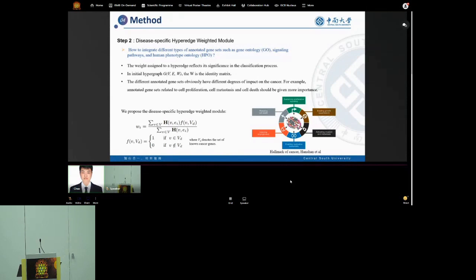Considering the association specificity of cancer to different annotated gene sets, we propose the disease-specific hyperedge weighting module. In this module, we use the known cancer genes as the prior information for cancer and calculate the proportion of known cancer genes in each annotated gene set as hyperedge weights. With this module, we can extend HyperGene to more complex diseases, such as Alzheimer's disease and autism.